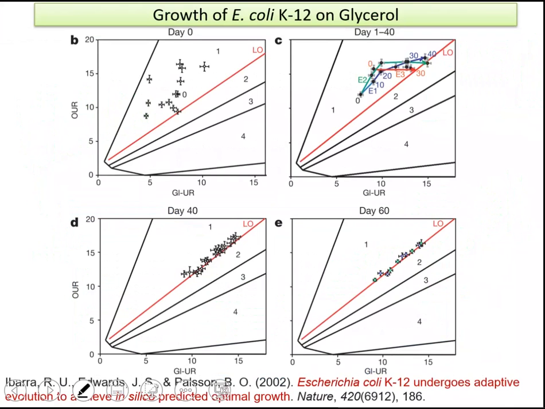Later, in 2002, a more direct experimental proof of this objective function of biomass reaction rate maximization was made available by Palsson's group. The paper was published in Nature. So this is what they did. Normally, Escherichia coli and all microorganisms grow on glucose. Glucose is the natural substrate for microorganisms.